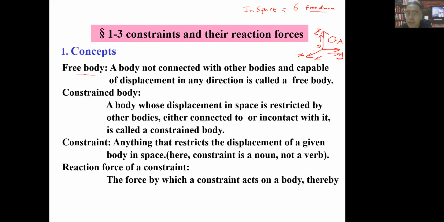Maybe it can rotate around the x-axis, it can rotate like this. You can see my point here. It can also rotate around the y-axis, and also around the z-axis. So there are 6 independent capable movements of a free body.